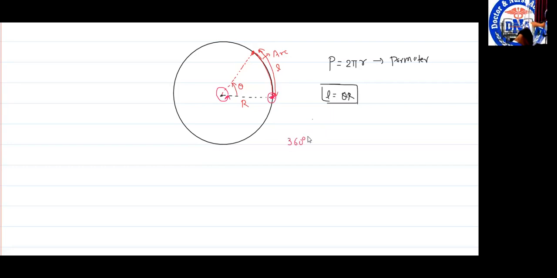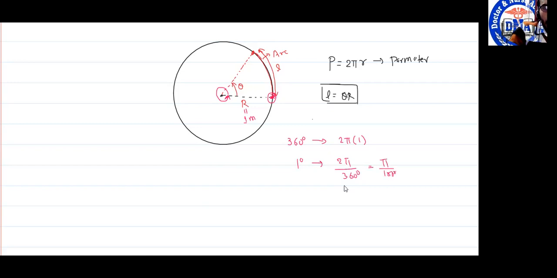So for 360 degrees, suppose the radius is 1 meter. What is the perimeter you get? That is 2 pi into 1. For 360 degrees, the length of this circle is 2 pi into 1. So for 1 degree, what is the length you get? 2 pi by 360 degrees, which means pi by 180 degrees.